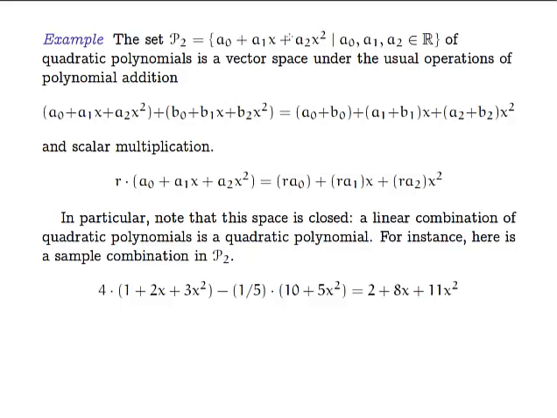Now remember, we're not looking at polynomial multiplication. We're only looking at polynomial addition and multiplication by scalars. If you just restrict yourself to those operations, the set of polynomials is a vector space. Okay? And you can follow through these examples again. This is usual polynomial addition. This is how you define polynomial scalar multiplication. We can always take a linear combination of polynomials up to degree 2 and get another polynomial of degree 2.